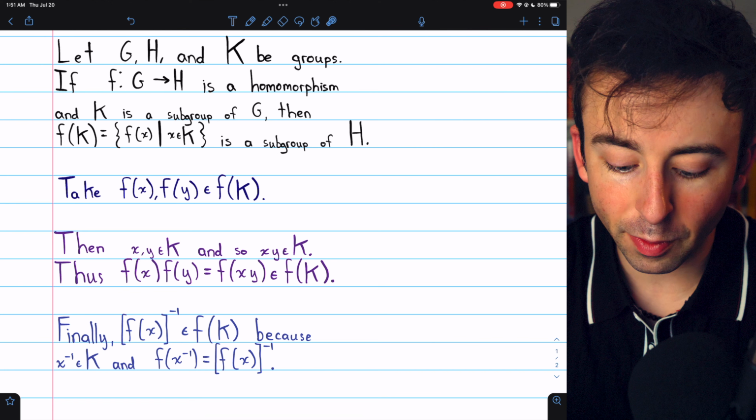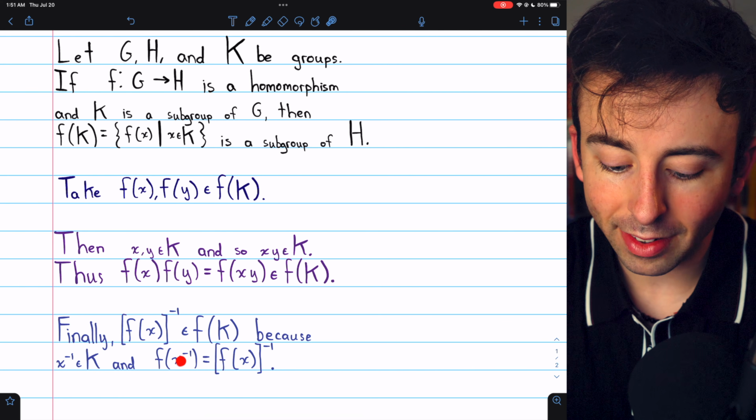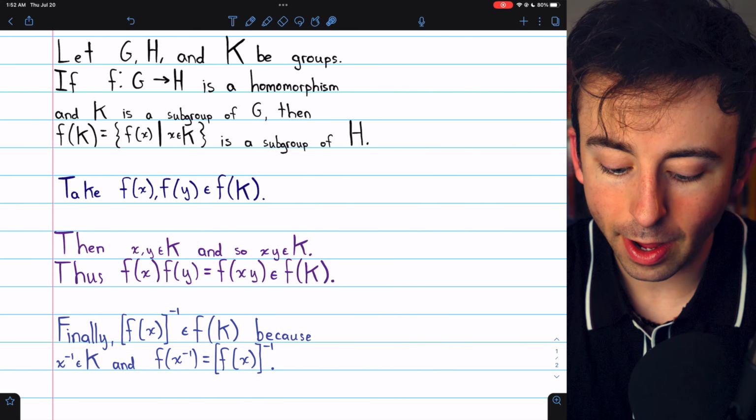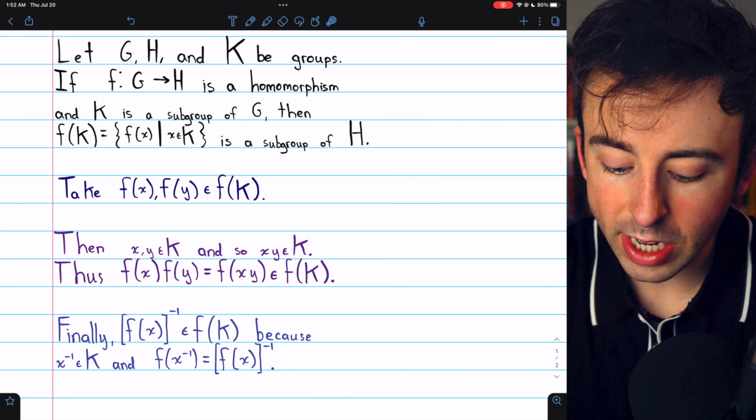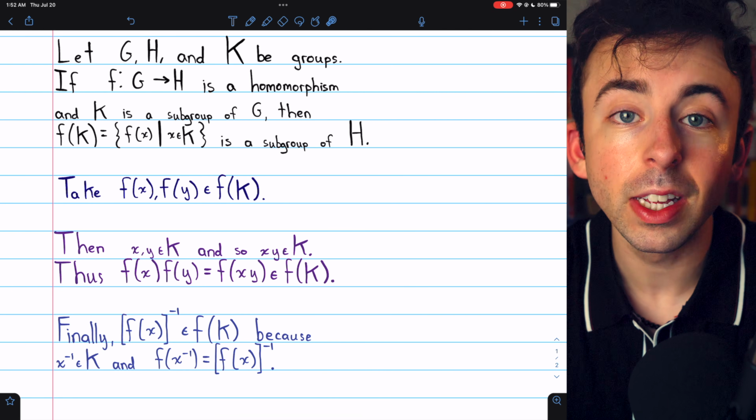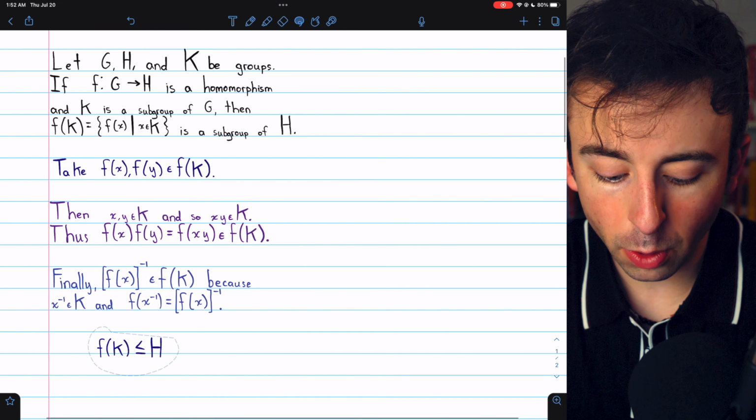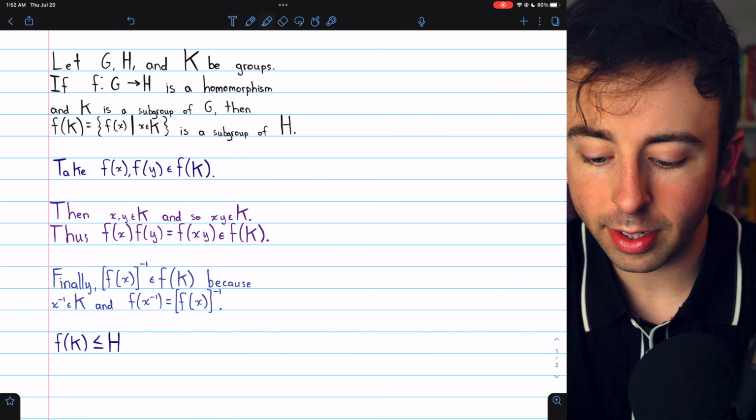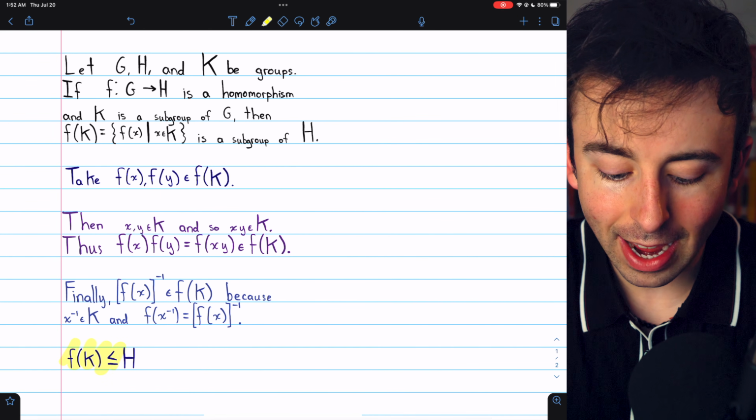So since x inverse is in K, f(x inverse) is in f(K), and f(x inverse) we know is the inverse element of f(x). Since f(K) is closed with respect to products and inverses, we've established that it is a subgroup of the codomain group H.